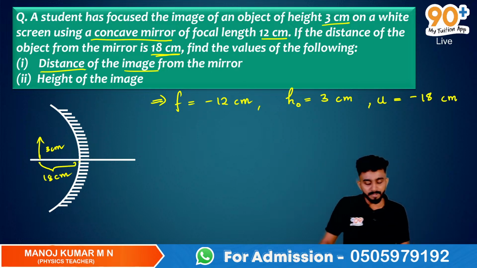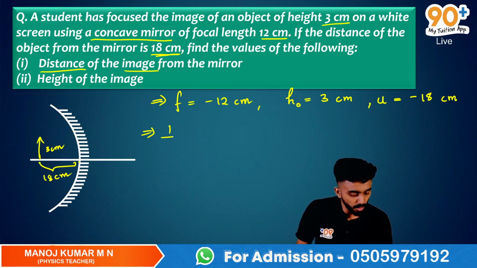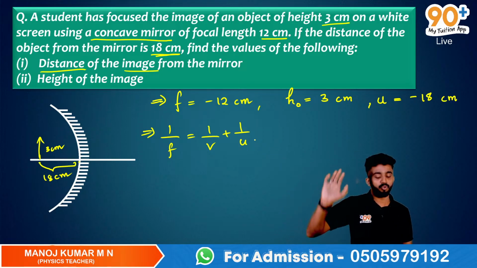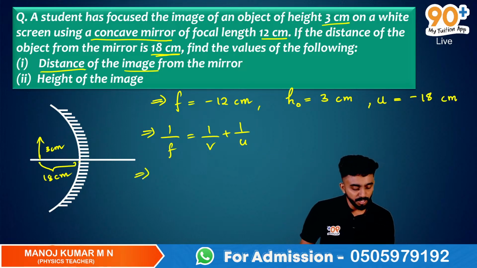Easy, right? We can use the mirror equation, that is 1 by f is equal to 1 by v plus 1 by u. We have to find out the value of image distance, so 1 by v we need to find out. To find the v value, we can rearrange the equation: 1 by v is equal to 1 by f minus 1 by u.